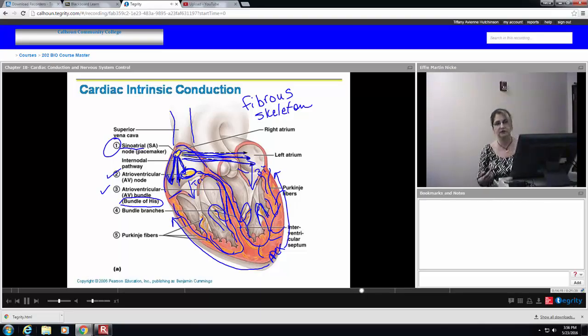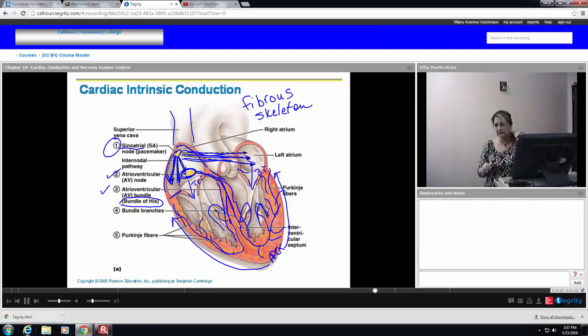Your signal is going to start at your sinoatrial node and then depolarize the cells of the atria. The atria are going to contract and force the blood through the valves down into the ventricles. While this is going on, that stimulus is being sent to the atrioventricular node, which is going to pause for just a minute to allow the atria to complete their contraction, and then the stimulus is going to travel through the atrioventricular bundle, the bundle branches, and then the Purkinje fibers.